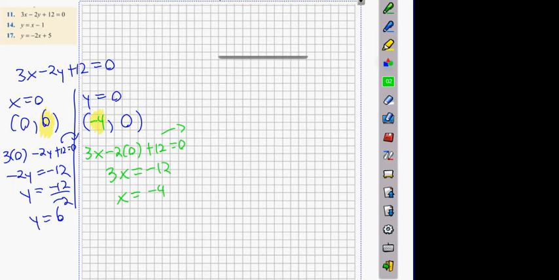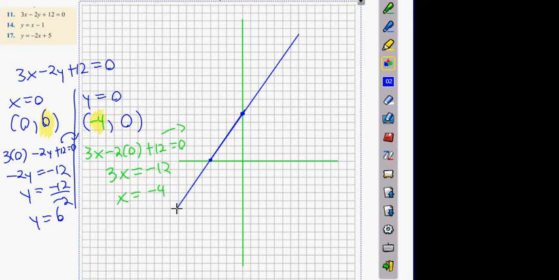Now, if you were to draw this on the xy axis, like so, and I'm not going to write down all the numbers, it'll just take too long. Minus 4, 0 is located here, and 0, 6 is located here, and all of a sudden you have your line drawn quite easily. So there's your line drawn. Everybody happy with that?